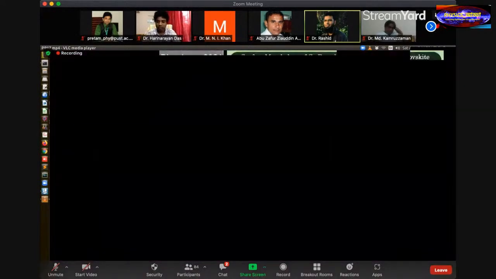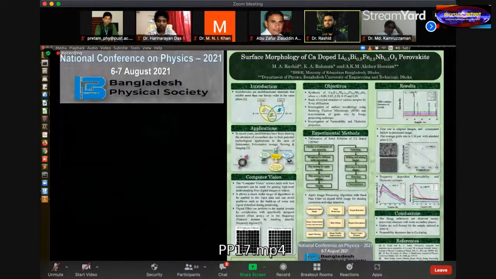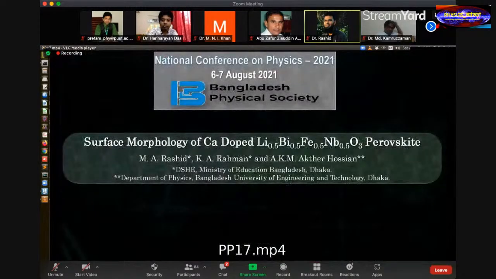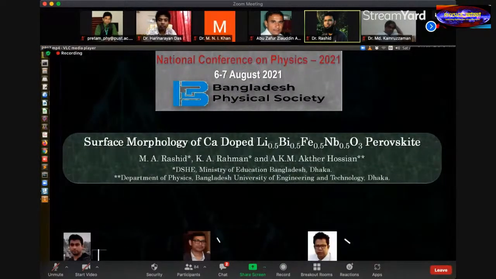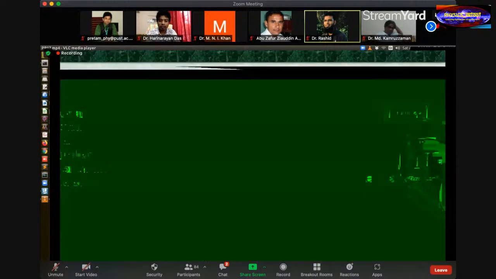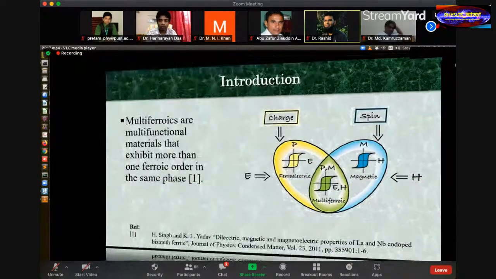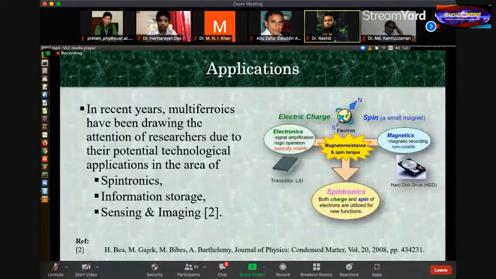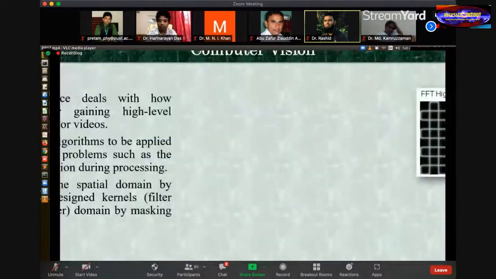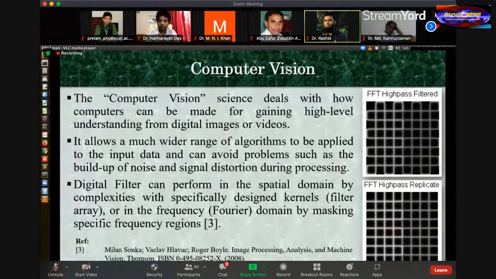Welcome to my presentation. Here is my poster titled Surface Morphology of Calcium-Doped Lithium Bismuth Iron Niobium Oxide Perovskite. I am a major student and following are my respective co-authors. We know that multiferroics have more than one ferroic order and they have potential applications, especially in spin tuning devices. On the other hand, computer vision deals with gaining high-level information from digital images or videos, which may be a great tool for surface morphology studies.